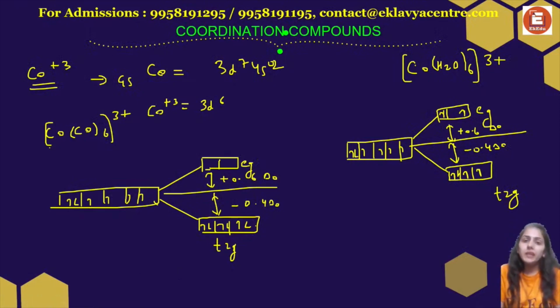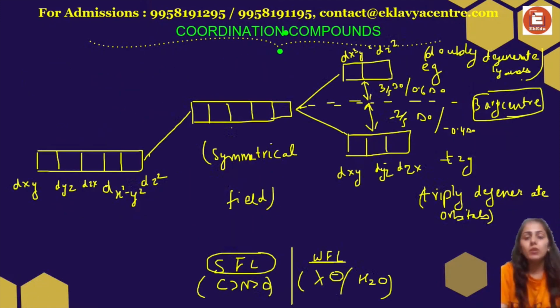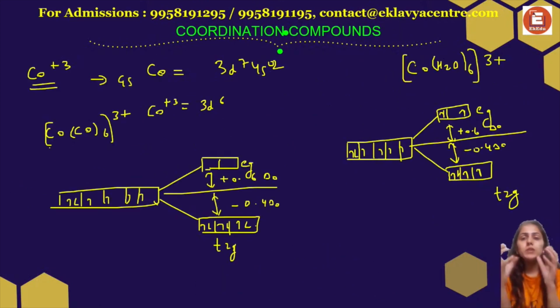Everyone, welcome to EkEdu. In this topic, I'll be teaching you how to find out the CFSE values for different octahedral complexes. Like I have told you, the splitting occurs when ligands come closer to the metal atom. The d orbitals present on the axis get more repulsive forces, due to which their energy increases, and they are named Eg orbitals, or doubly degenerate orbitals, and the others are named T2g.